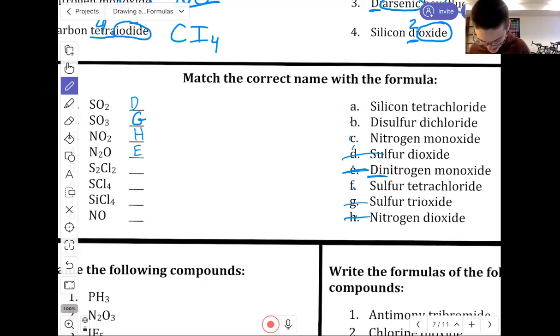What about the S2Cl2? B. And the SiCl4? A. All right, do not confuse silicon and sulfur. They are not the same. And lastly, NO would be C. Cool.